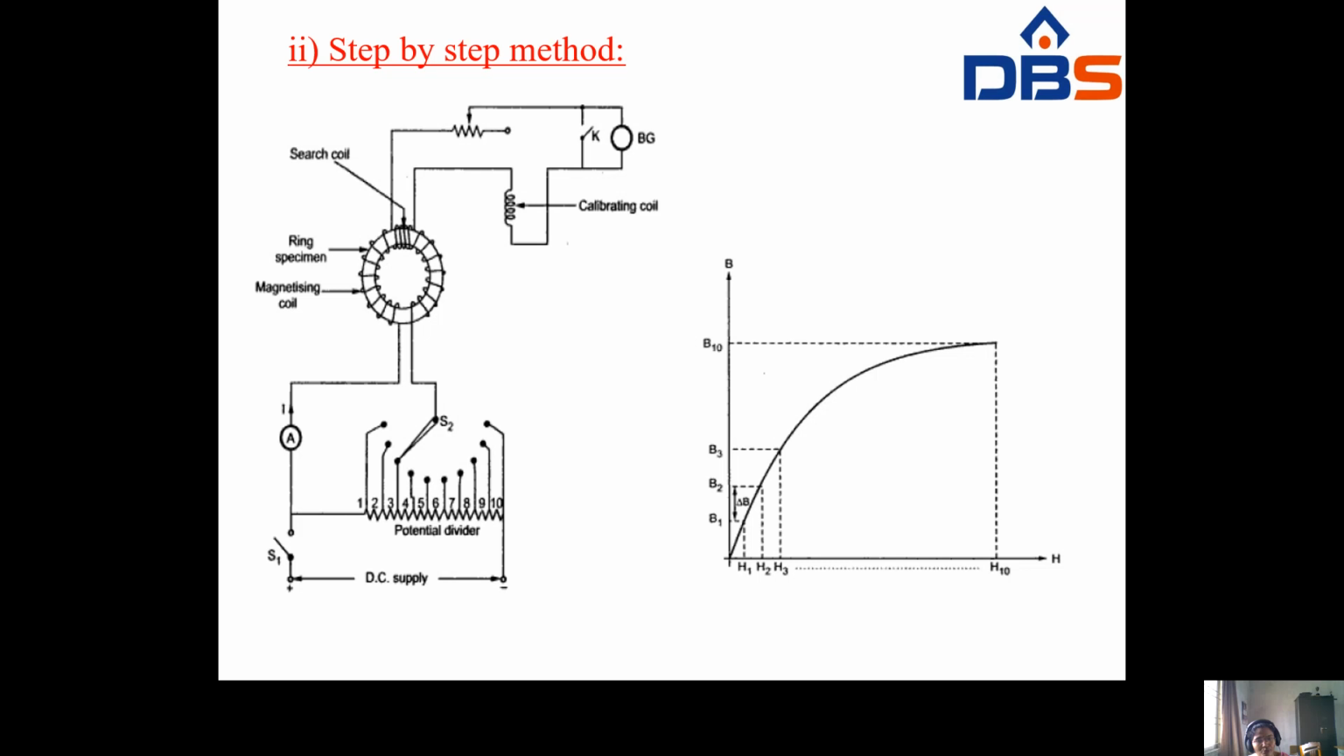For each tapping, you find the flux density value and similarly the magnetic field intensity value. Here you have 10 tappings, so you take up to 10 points. Whenever the magnetic field intensity increases, the flux density value also increases. The curve is the same in both cases. Similarly here you have another switch S1. Whenever S1 is closed, the current will flow through this.